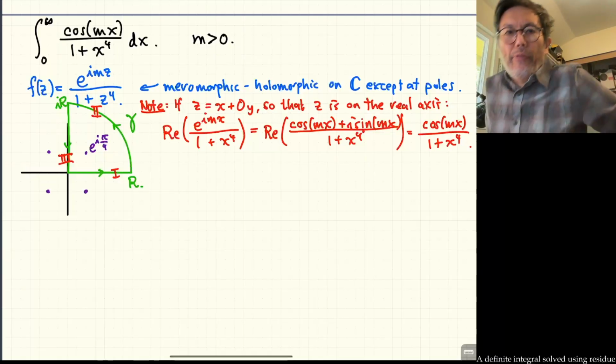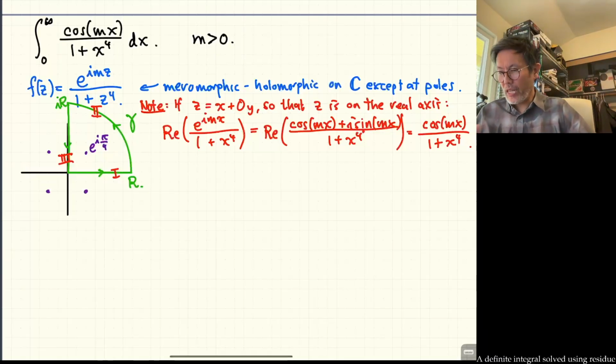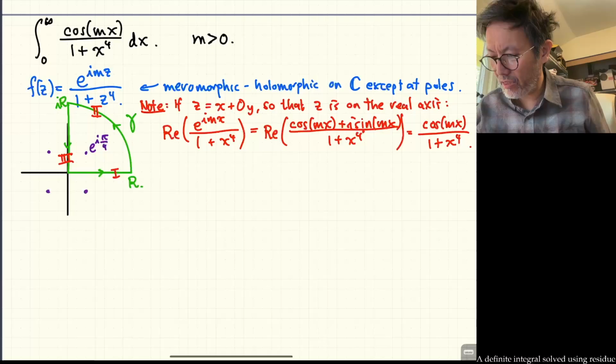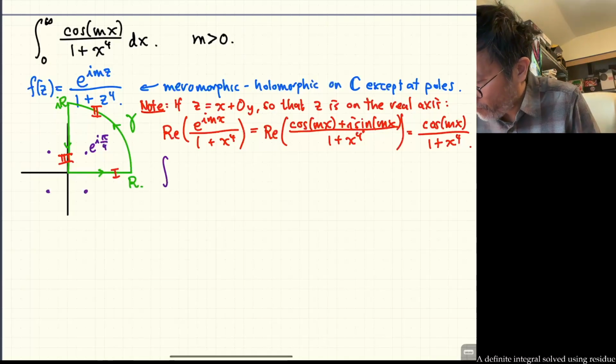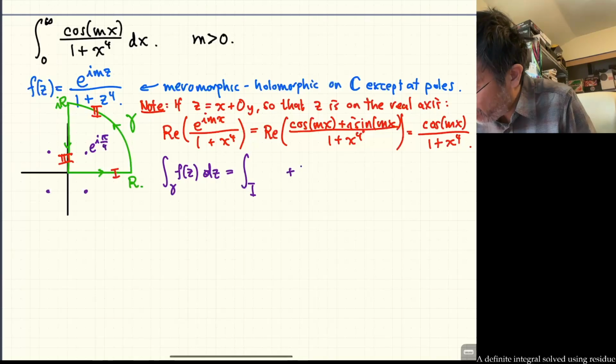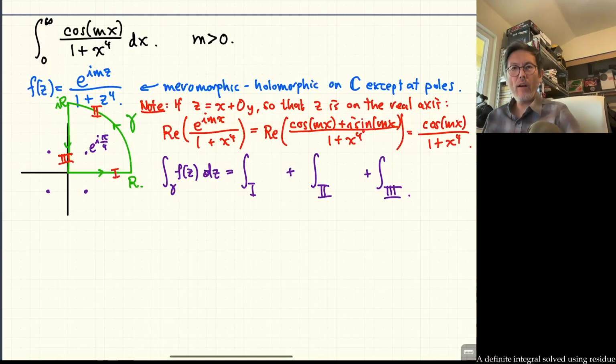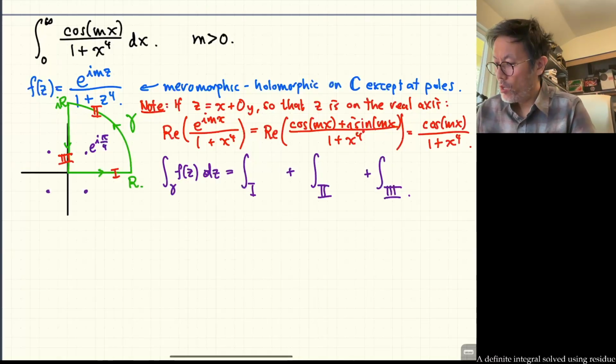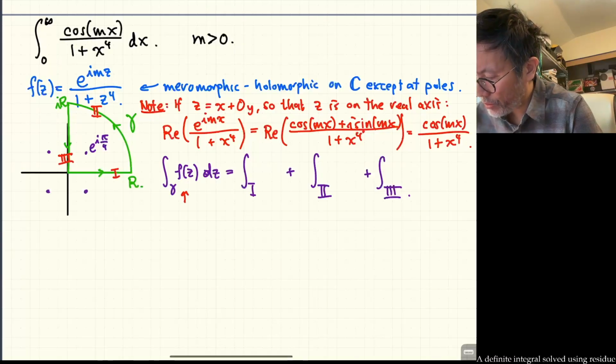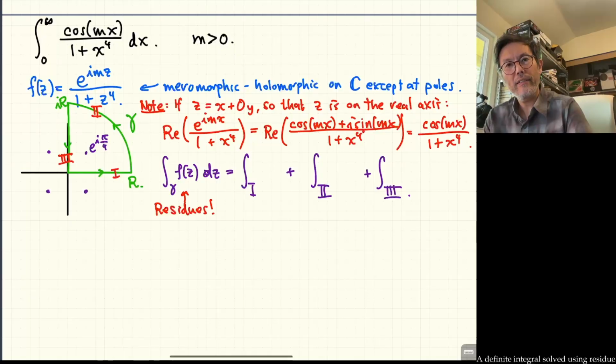Okay? I have 3 pieces, and I want to denote them because, obviously, the integral over gamma of my f of z dz is equal to the sum of the integrals over each of these 3 pieces. And I want to make comments about these pieces. First comment. The way we're going to kill that left-hand side there is with the residue theory. We're going to bring residues to bear on that.